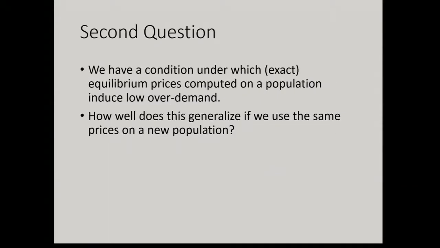Okay, so let's sort of tackle the second question now. Okay, we've got some condition under which exact equilibrium prices, when computed on a population, induce low overdemand. That's pretty good. That means we can at least fit good prices to a sample if we get to compute the prices as a function of that sample. But we also need to ask, how well will these prices generalize in terms of both overdemand and welfare if we use the same prices on a new population?